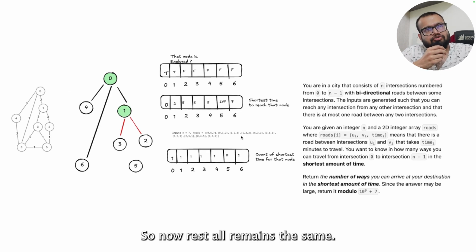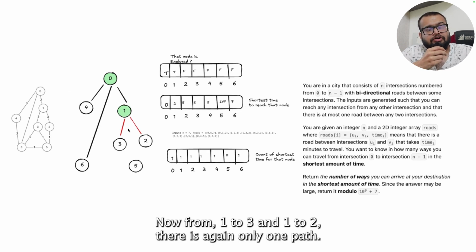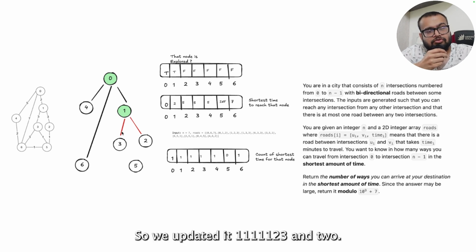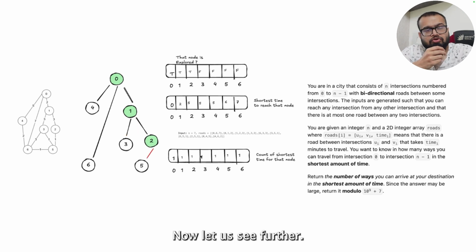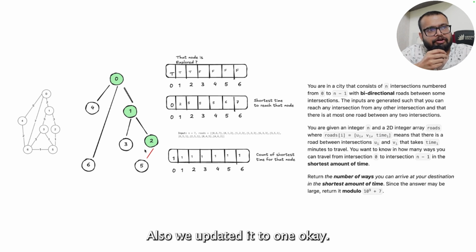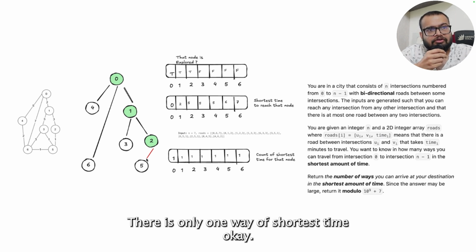So now the rest all remains the same. Now from 1 to 3 and 1 to 2, there is again only one path. So we updated it 1, 1, 1, 1, 1, to 3 and 2 basically. Now let's see further. Now to 5, 5 also we updated it to 1. There is only one way of shortest time.